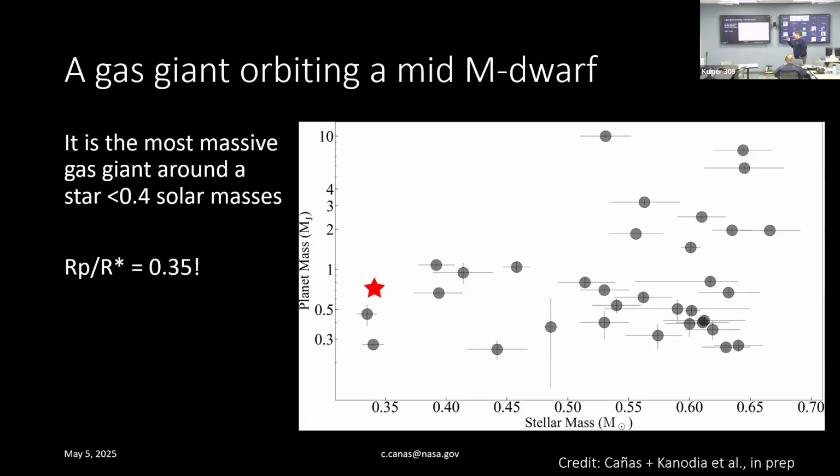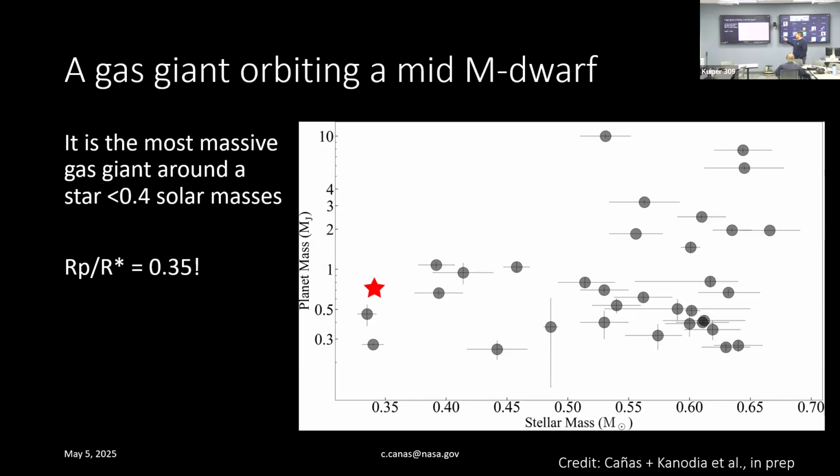Rp over R-star here is like 0.35. So it's 35% of its whole star. And we just got data for this object in transit with MAROON-X on Saturday. So I was hopeful that it would have been observed earlier and I'd have data for you guys, but unfortunately not. But we're actively in the process of validating. So it'll be a paper where we're showing all the RVs while doing an obliquity measurement. So that'll be the first obliquity of one of these GEMS orbiting a mid-M dwarf.